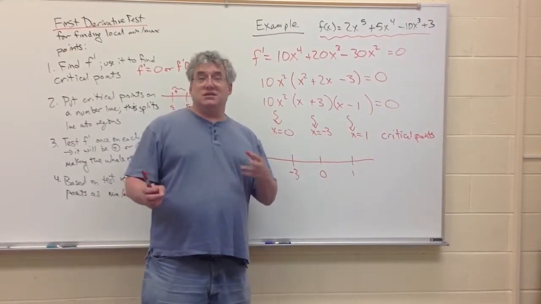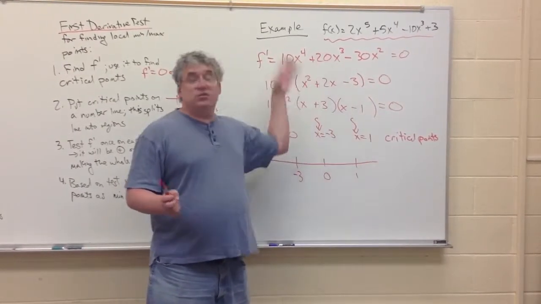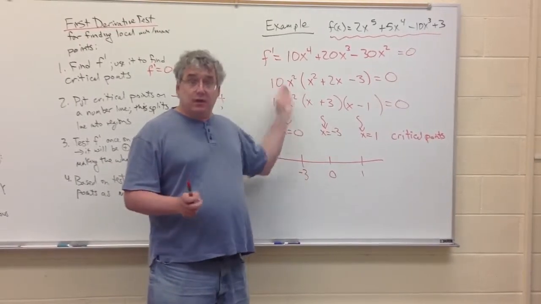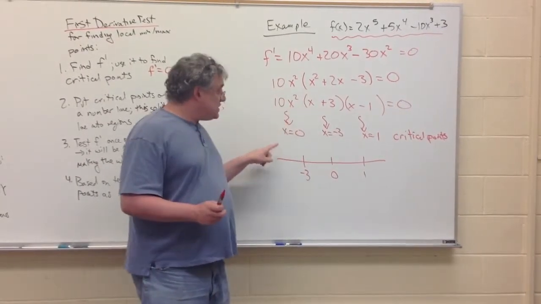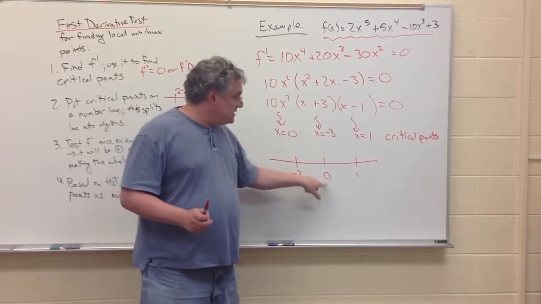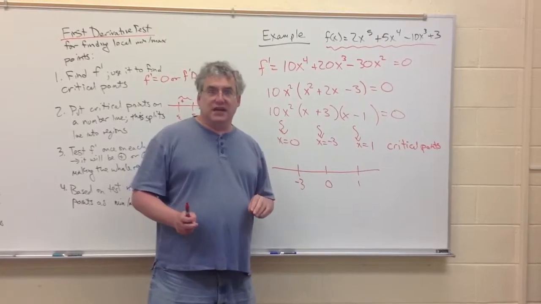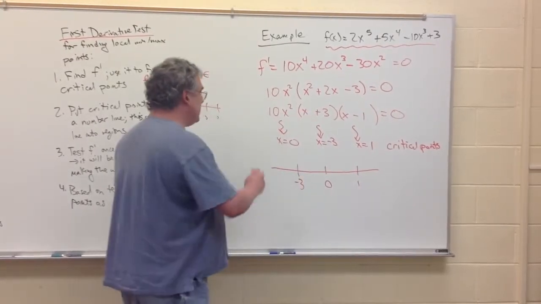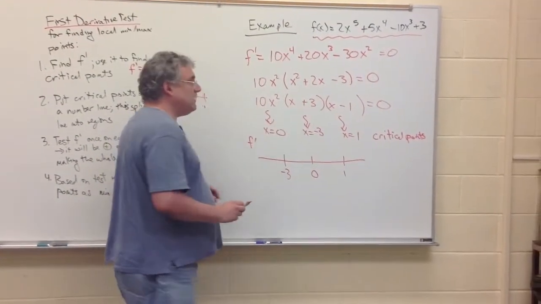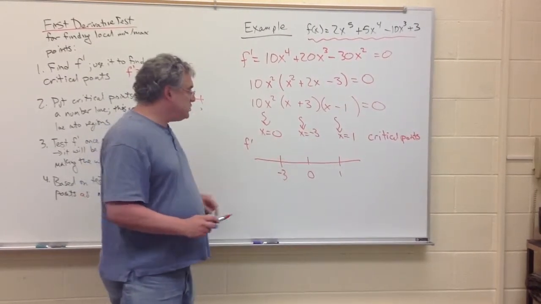Each region is either positive or negative. It can't be 0 because we found all of those. And it can't switch from plus to minus in here without passing through 0, and it only passed through 0 there, there, and there. So each region is always positive or always negative. We're doing this on the derivative, so I'll write f prime here to remind me that I'm looking at the derivative each time. I just need 1 point from each region.